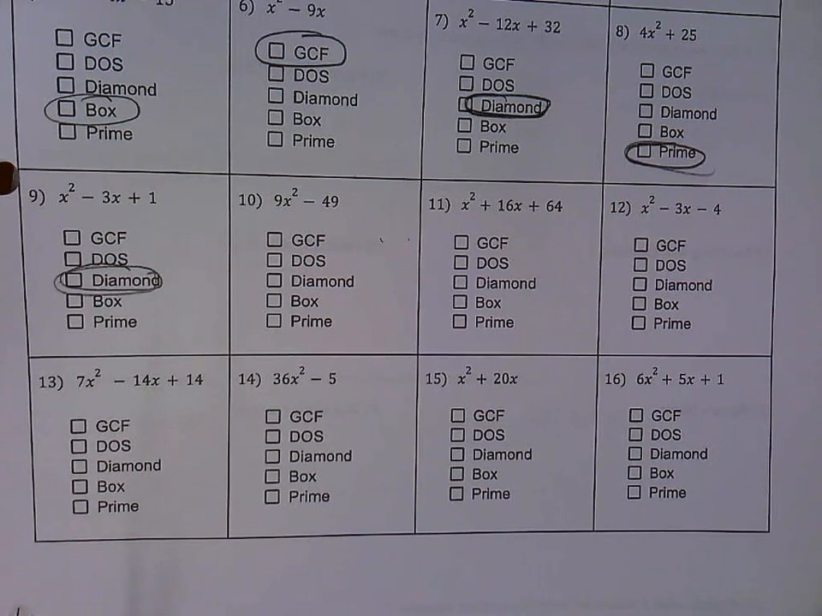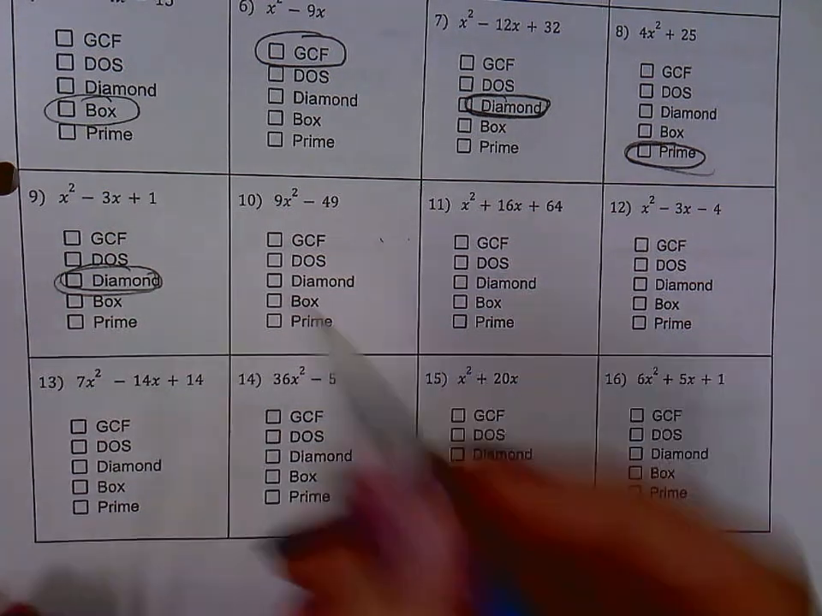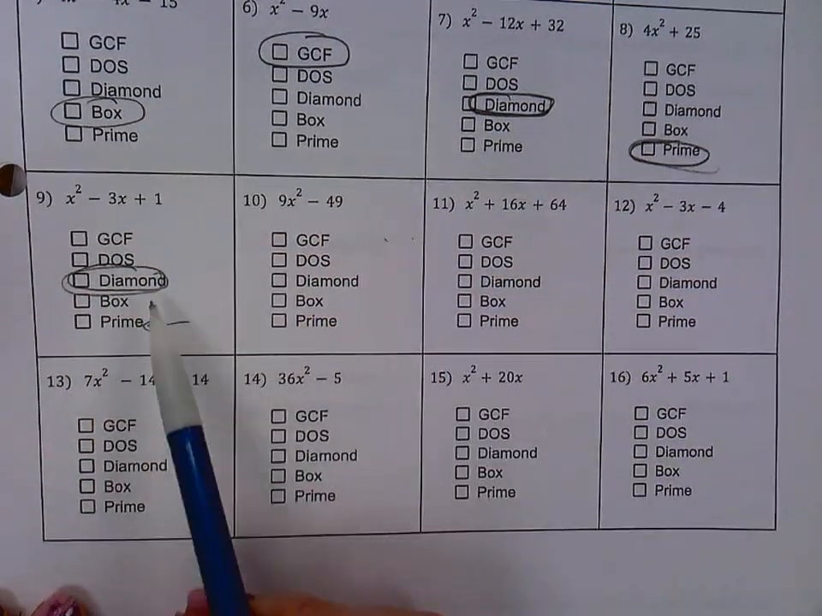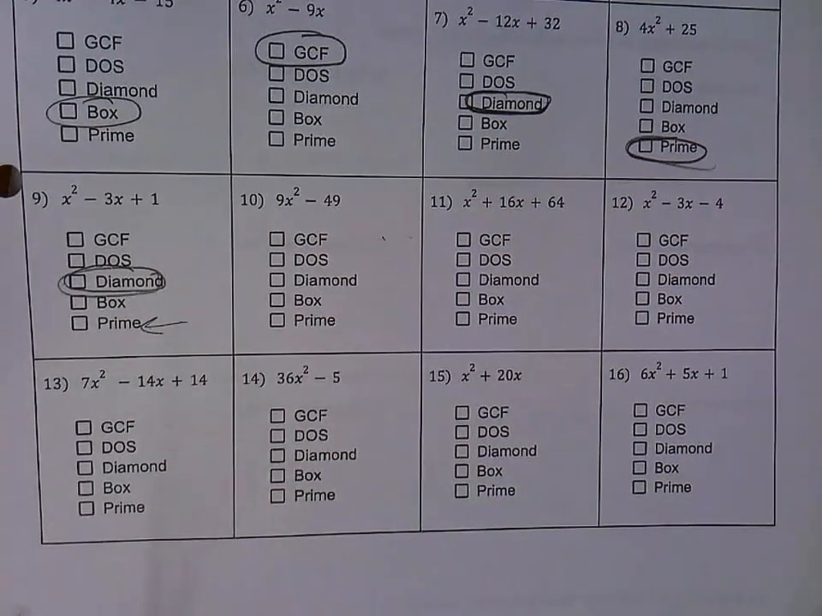On number 9, did anyone write prime? Probably not, because I did not tell you to factor it, but it's sticking out to me. Can I find any factors of 1 that would add up to -3? If you circle diamond, that is the method I would try first, but then I'm realizing in my head it actually would be prime, because 1 times 1 is only 1. So it actually is prime, but if you circle diamond, that is the method we would try, and then we would realize I'm stuck, I can't go past the diamond.